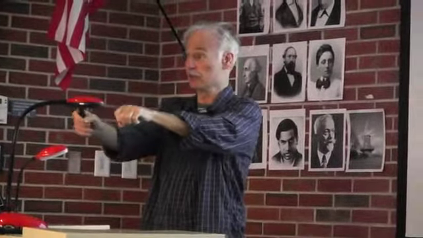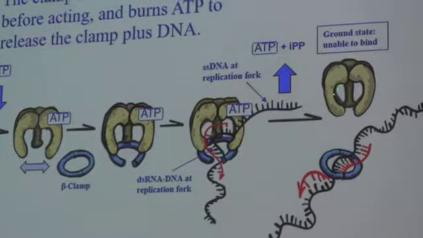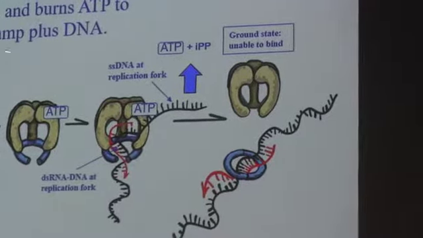And when it binds the DNA, after binding the clamp, that act triggers the hydrolysis of ATP. So now it becomes ADP. Well, I didn't draw that correctly. That needs to be ADP plus pyrophosphate. I'll make that correction in the slide. And when that happens, the ADP is released and it snaps back into that original ground state, waiting once again to interact with ATP.